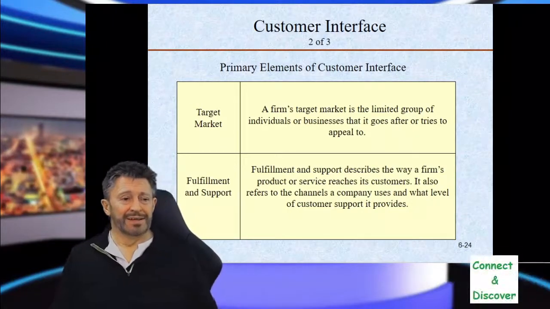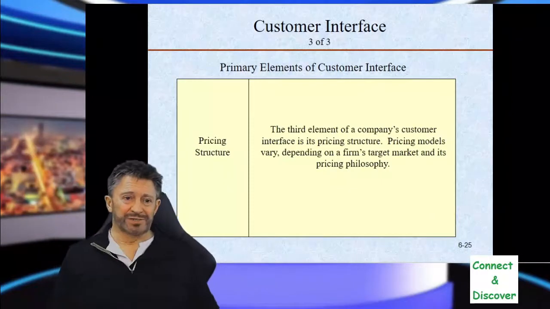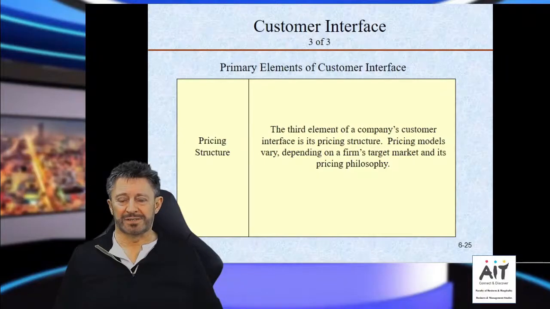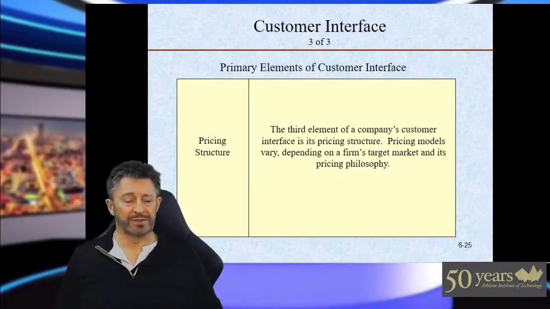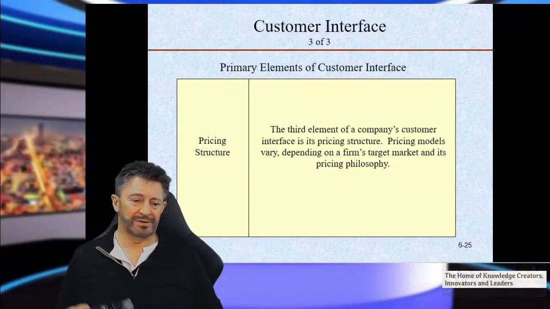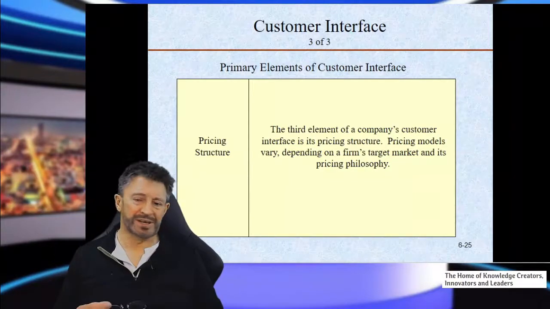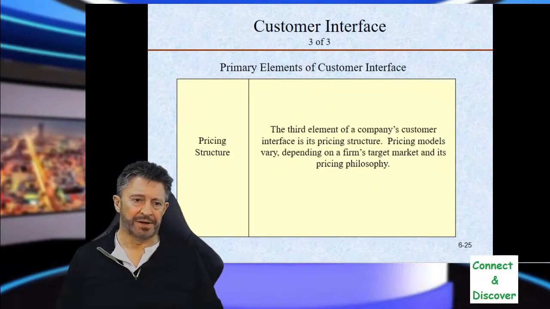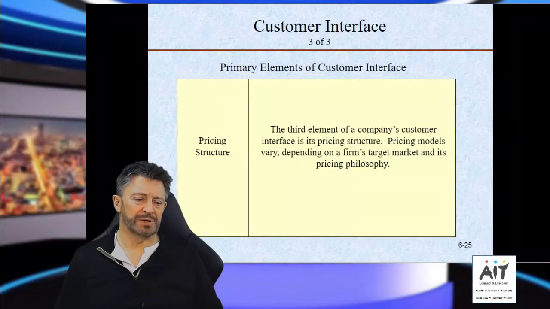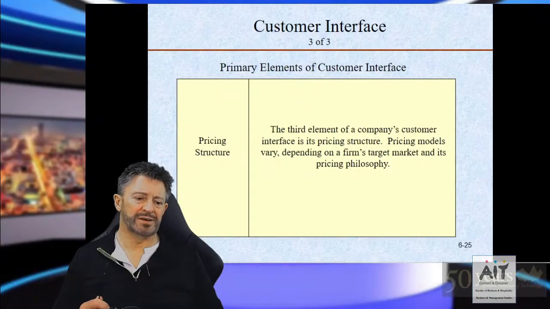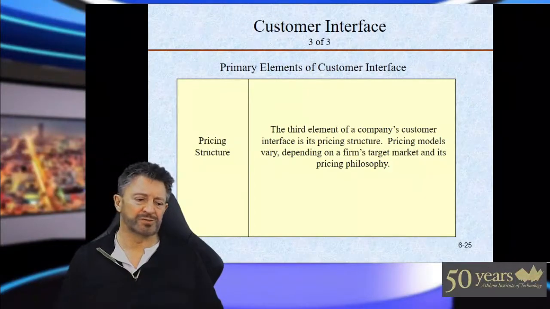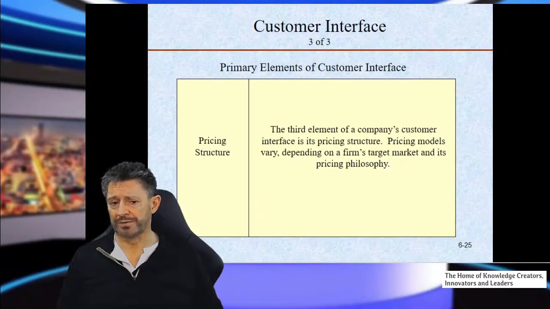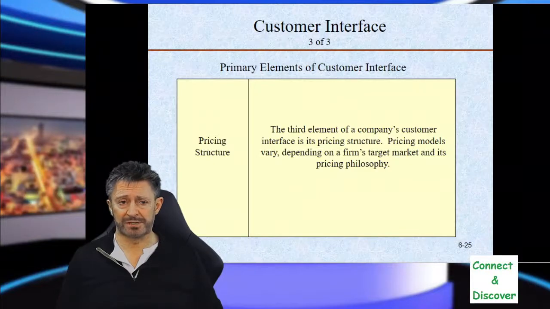Anyway, so we're getting towards the end. The pricing structure, third element: pricing models vary depending on the firm's target market and its pricing philosophy. So again, do you pay everything up front, or is it financed for you to make it easier to spread the cost of the product? All these different types of models exist. And it's up to you. Sometimes it might be perceived that if you're paying for it on a monthly basis over a 3-year plan, some people might be embarrassed doing that. Don't know why. If you're getting a good interest rate, it makes perfect sense.